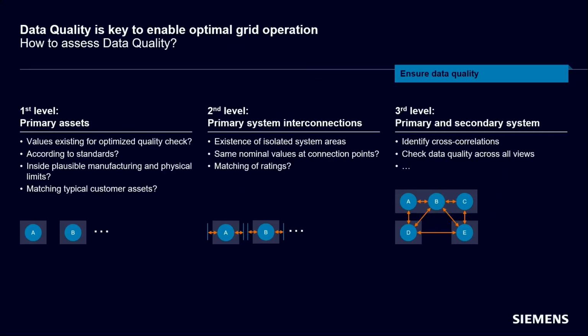As a third level, we have the primary and secondary system, which can be validated to identify any cross-correlation over your overall system, so that you're not only focusing on one asset or the neighboring assets, but on all the assets you have in your system.